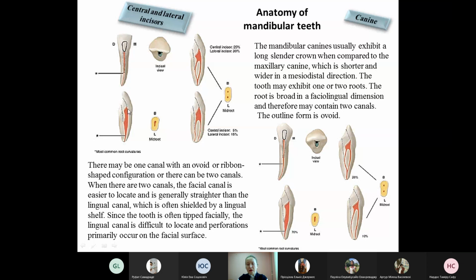Outline shape of access preparation is triangular in young patients, but due to aging and decrease in the pulp chamber size, the access opening turns to be ovoid.